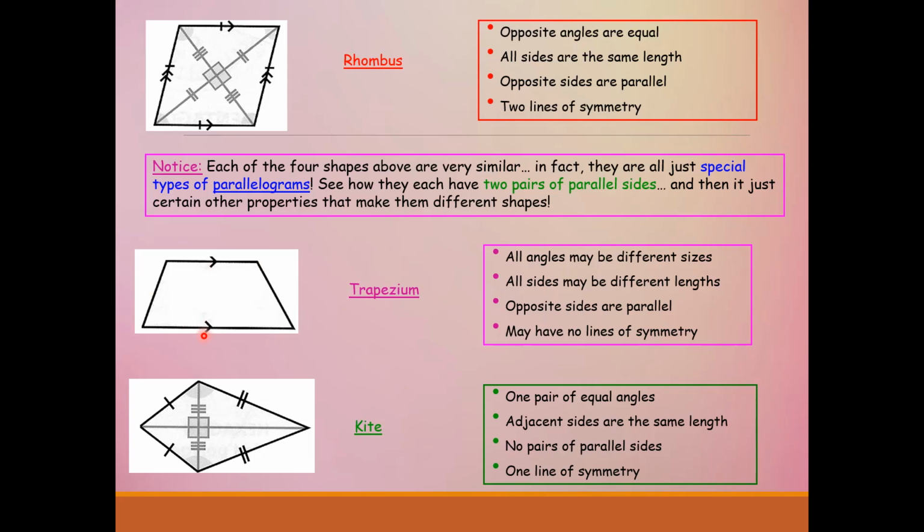Opposite sides are parallel, and it may not have lines of symmetry. Height, one pair of equal angles. Okay, so this one here will be adjacent to that, or adjacent sides are the same length as well, and no pair of parallels. So this one is perpendicular to this one, so no pair of parallels. And we can have one line of symmetry, and that would be here.